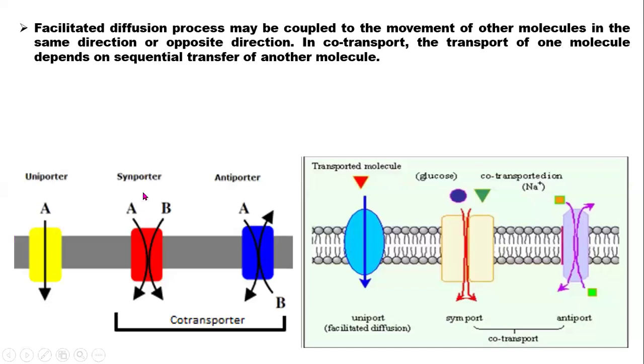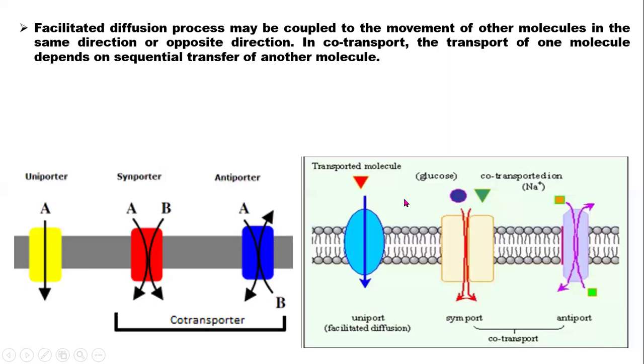This is uniport. You have a symport carried out by a symporter. It means it transports two molecules at the same time in the same direction. So this is a subdivision of transportation, which is carried out by symporter. And you can have antiport, a transportation of two molecules but in opposite direction. You can say this is counter transport. Antiport transport is being carried out by antiporter protein, okay?